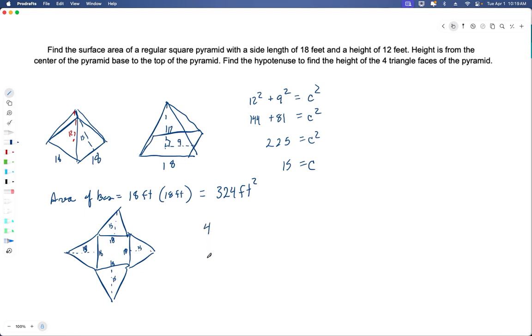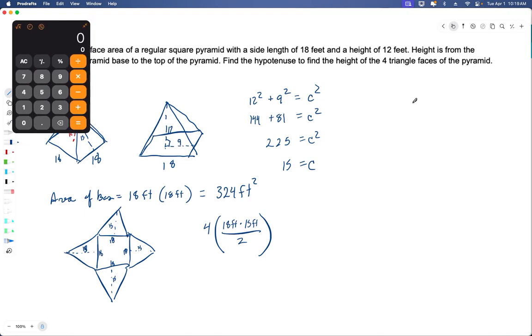So we have 4 times the base of 18 feet times the height of 15 feet divided by 2, because that's how we find the area of a triangle. So when we do that, we're going to get 18 times 15 divided by 2 times 4. So that's going to equal 540 feet squared.